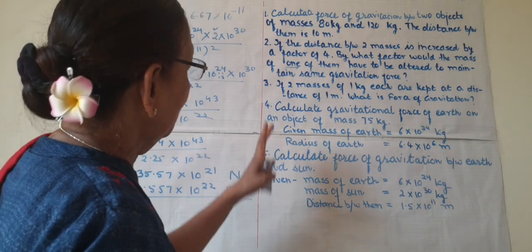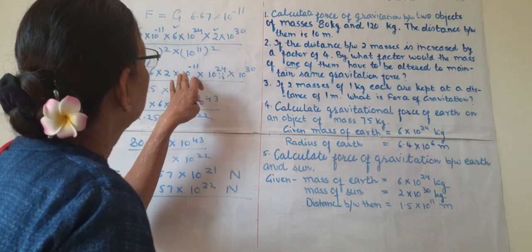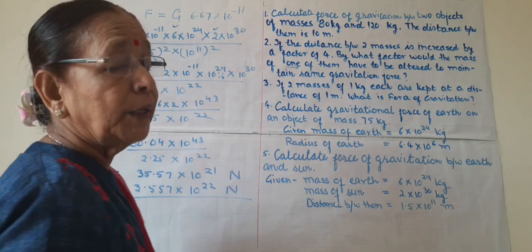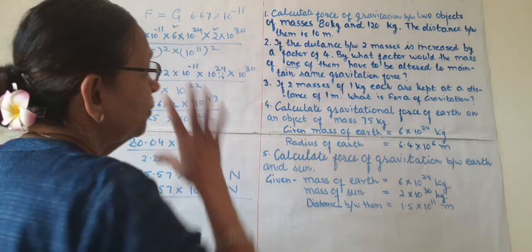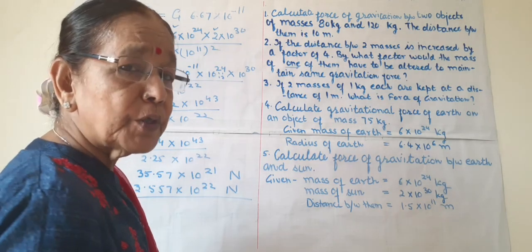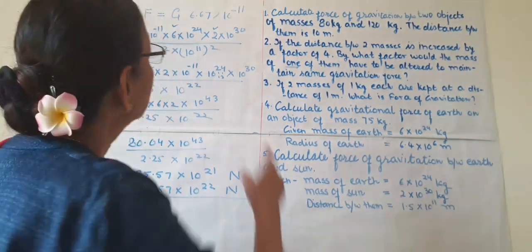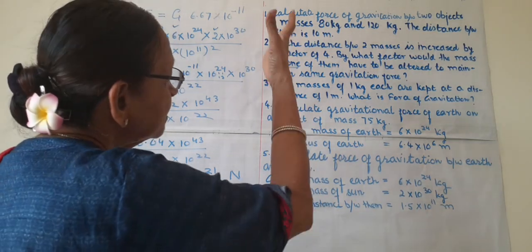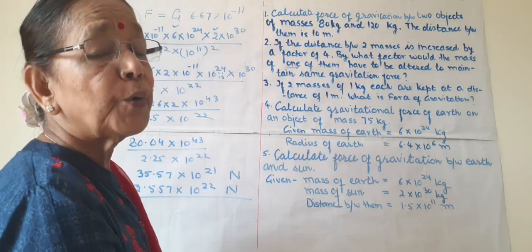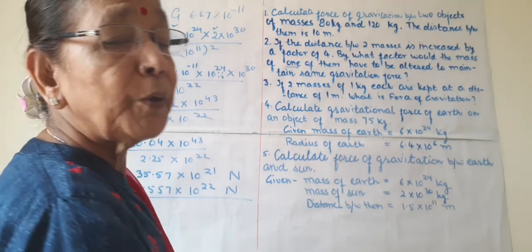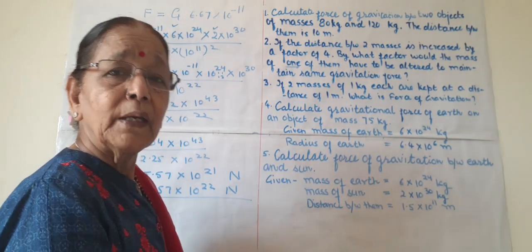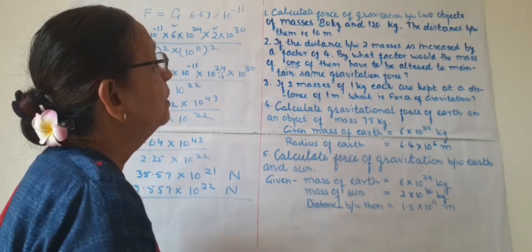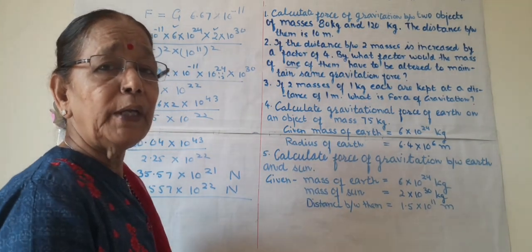So you should know how to solve these and calculate all this. Learn the formula for force of attraction or gravitational force, and learn the value of capital G. These are a few numericals. You can do some more from your textbook or from any reference book. So this is all for today. Thank you.